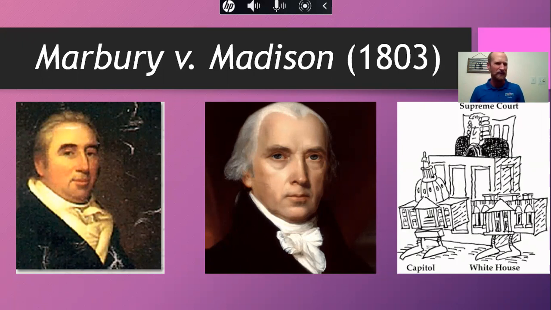Now, I don't know if anybody actually caught it in the reading, but I actually told you that John Marshall was John Adams' Secretary of State. So John Marshall was actually the one responsible for giving Marbury his commission papers in the first place.